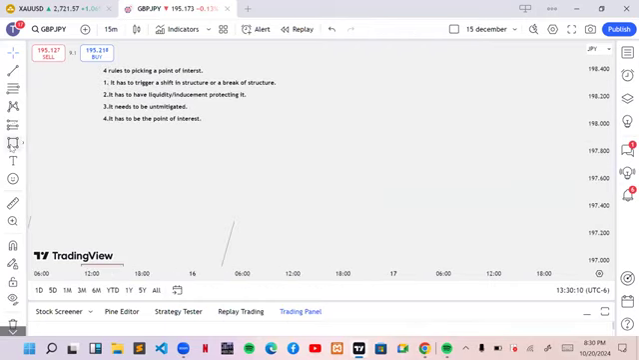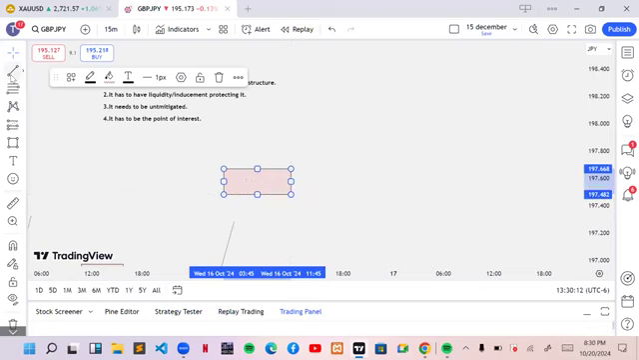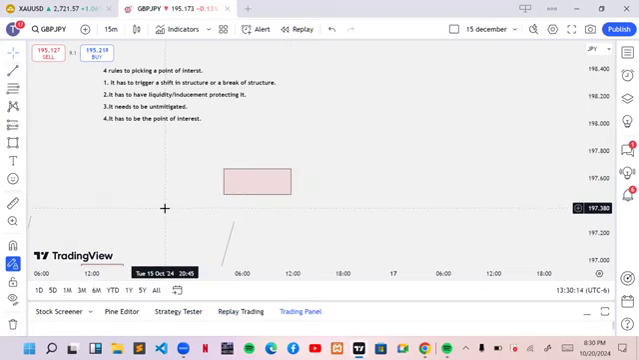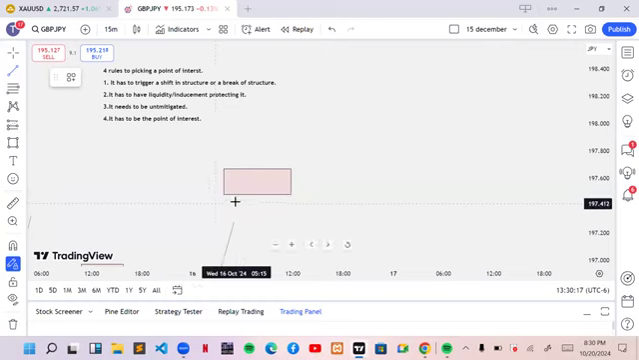So, for example, this is our order block right here, and the market breaks past that zone, and market breaks past that zone.